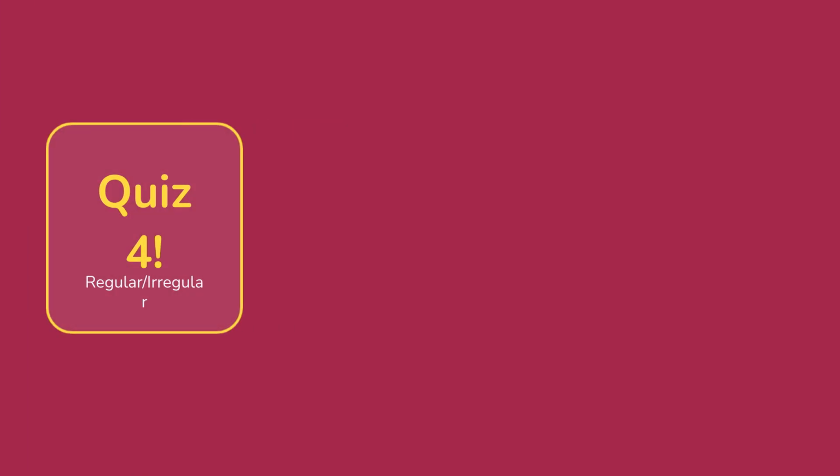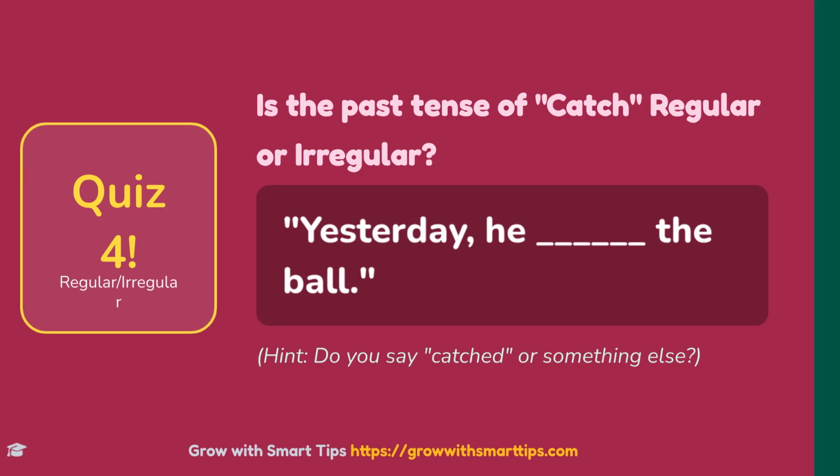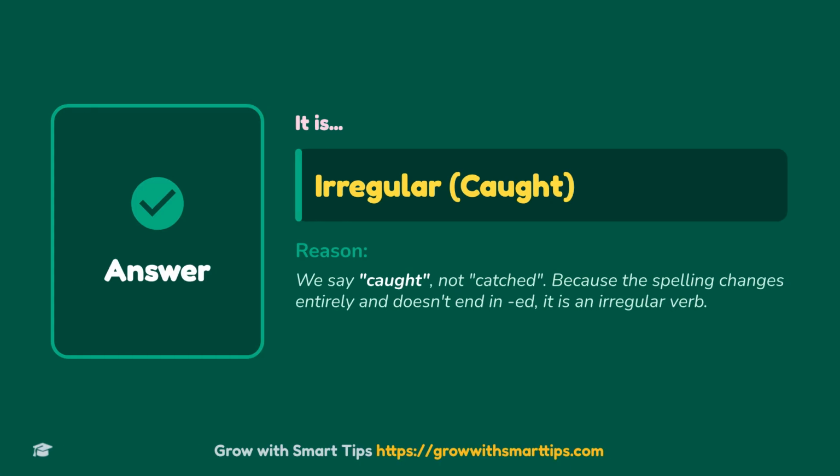Is the past tense of catch regular or irregular? How would you complete the sentence? Yesterday, he, blank, the ball. The answer is irregular. The past tense of catch is caught, not catched. Because the spelling changes entirely and doesn't end in ed, it is an irregular verb.